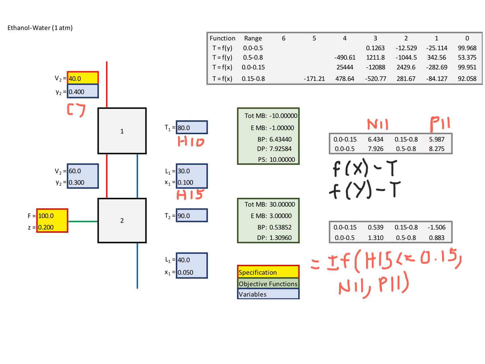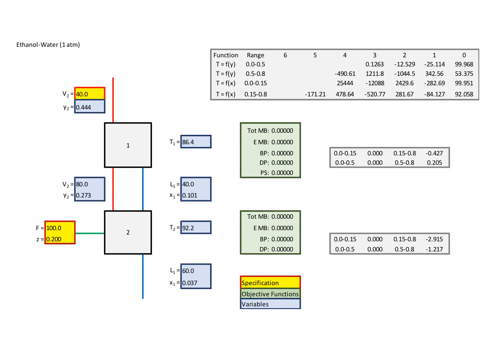So now we have 9 equations here and here and 9 unknowns. And so we can set up Solver to determine what these flow rates, temperatures, and compositions are. Okay, here I pressed Solver and solve, and it came up with the answers.